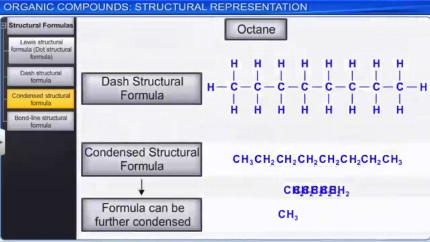At times, the formula is further condensed by enclosing the repetitive structural unit within a bracket and placing an integer as a subscript, indicating the number of times the structural unit is repeated. In this case, CH2 is put within brackets and has a subscript of 6, indicating that the structural unit CH2 repeats 6 times.